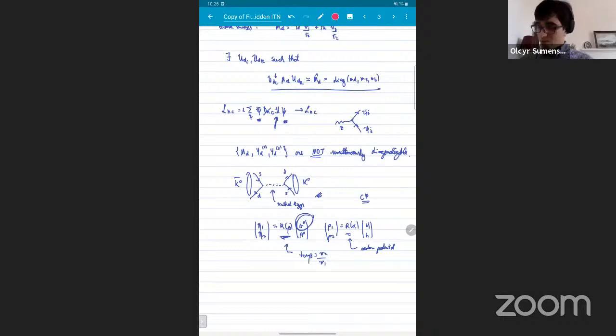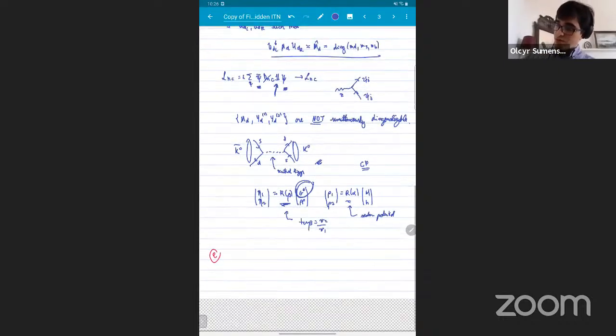Okay, so now, how can we devise a symmetry to avoid this problem?